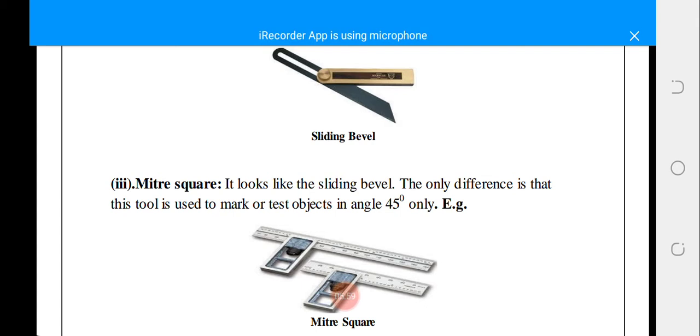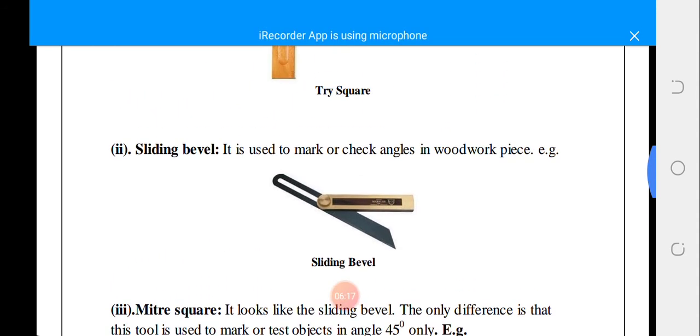The difference between a tri-square and a meter square is that the tri-square is used for checking edges, making edges right at angle 90. But for the meter square now, it is at angle what? 45. The meter square is used to mark or test. Look at that word, mark or test. But for the sliding bevel, it's used to mark or check. Are you following? Are you getting those specific words?